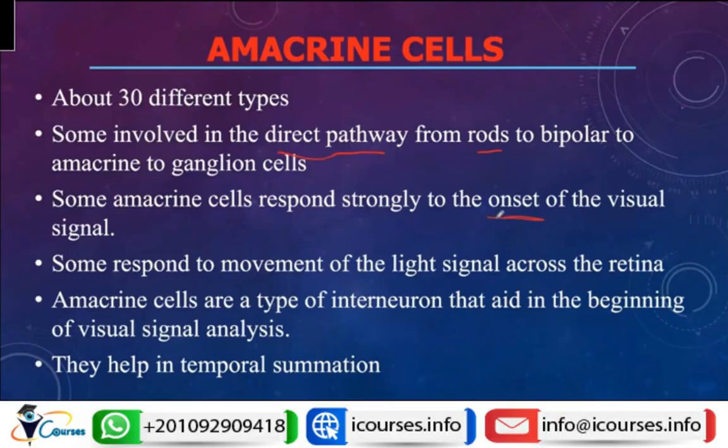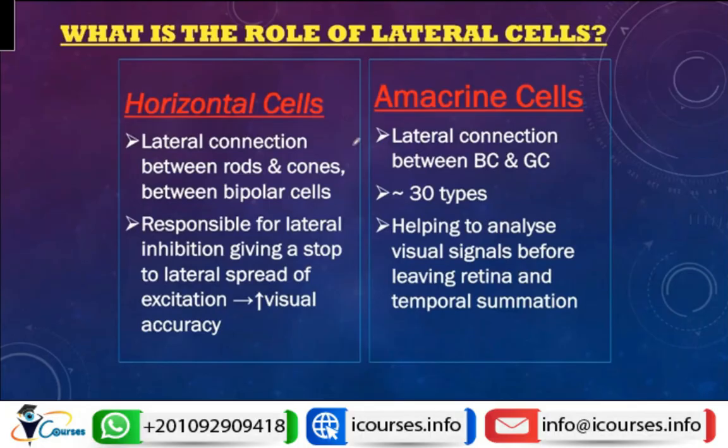Others respond to the onset of the visual stimulus, so with the initiation of the visual impulse, the amacrine cells will respond. Some respond to the movement of the signals across the retina. Amacrine cells are a type of interneuron that aids in the beginning of visual signal analysis and what's called temporal summation. We will talk about it later. So the amacrine cells are a heterogeneous group of cells with different functions, all to modulate the visual impulse, either at the start or through the movement, or as a station in between. These are called the amacrine cells.